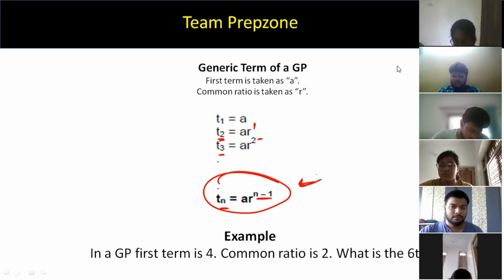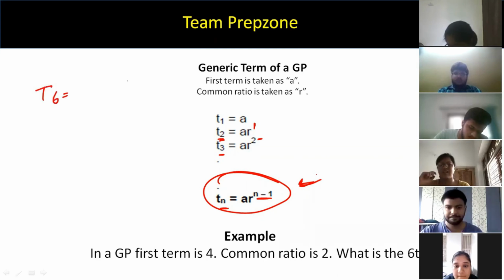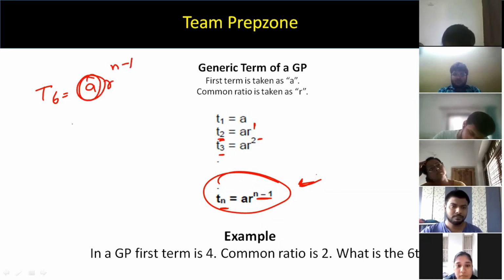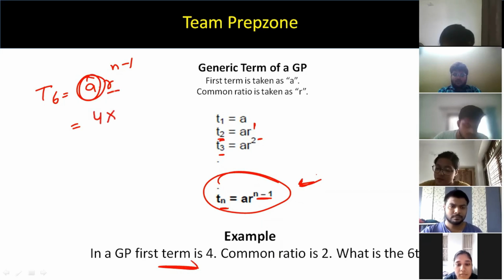See, how do you do a into r to the power n-1? That is why I have taken this simple problem so that we understand how to apply the formula. What do we have to find? T6, right? So this is a into r to the power n-1. What is a? a is your first term. How much is the first term given? It is 4. So 4 into r. r is the common ratio, which is 2.